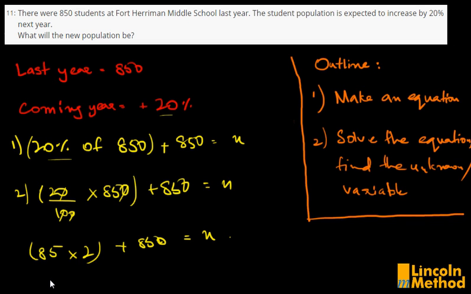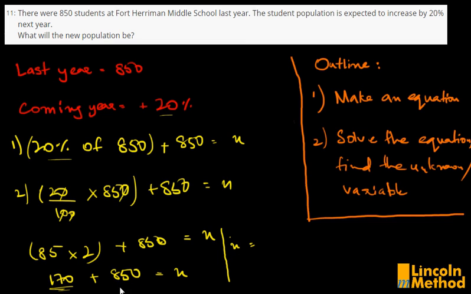So we know that 80 multiplied by 2 is 160. If we multiply 5 by 2, we get 10. So 160 plus 10 should equal 170. And we add this to 850. Now this is the number of students after an increase of 20%. So this is 20% of 850, and these many students are going to be added to the existing population of the school, and that is going to be 170 plus 850, which equals x. And if we solve this, we're going to get the value of x.